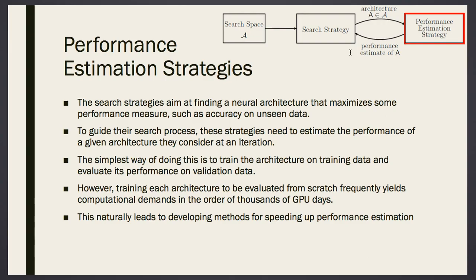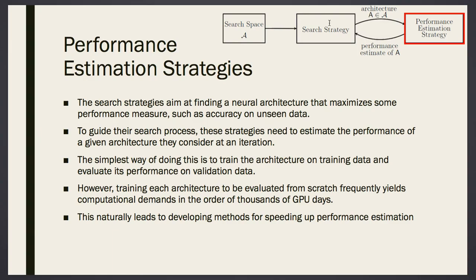The simplest way of doing this is to train the architecture on training data and evaluate its performance on validation data, just like you do. So for each iteration, for each architecture, you complete a whole training, maybe 100 epochs, taking so many GPU hours, just for a single architecture. Then, looking at the performance, you try another architecture. Which architecture? The search strategy chooses it.